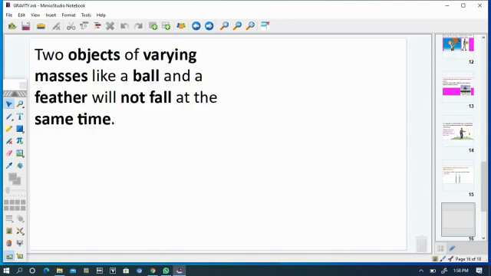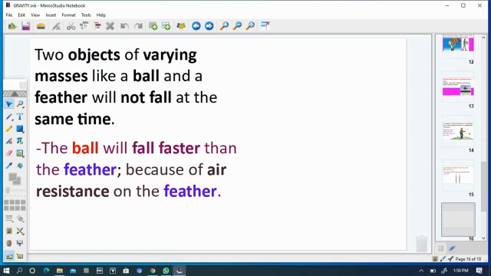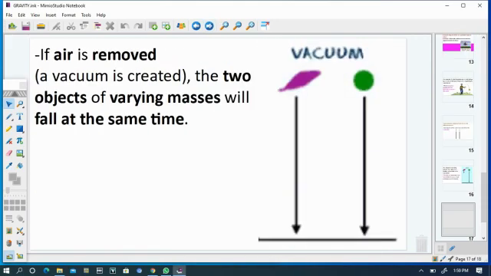Two objects of varying masses like a ball and a feather will not fall at the same time because of the air resistance that tends to affect the feather from falling downward. But if the air resistance is removed, both the ball and the feather will fall to the ground at the same time. See, the feather, the ball, both will fall down at the same time once there is no air resistance. This can be demonstrated using a vacuum chamber.